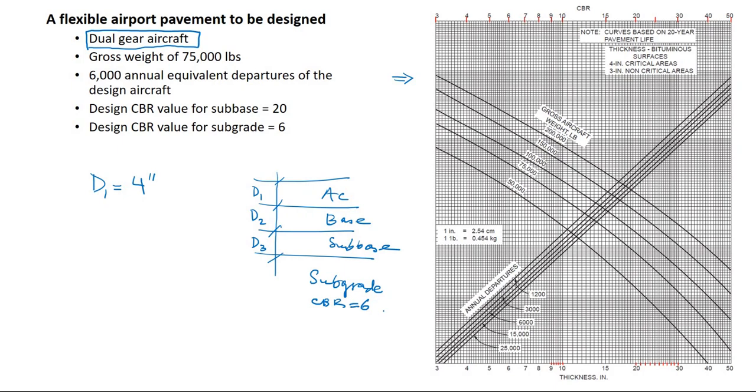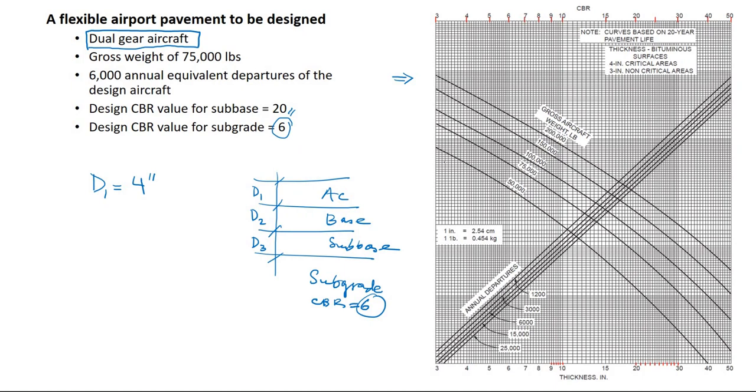So when we use this CBR of 6, we are going to get the total thickness of pavement structure. And if you look, we also have a value of 20. When we use this CBR of 20 for subbase, it will give us the thickness of base and asphalt concrete. So first, let's take a value of 6.